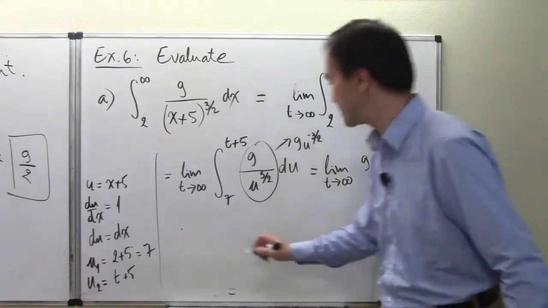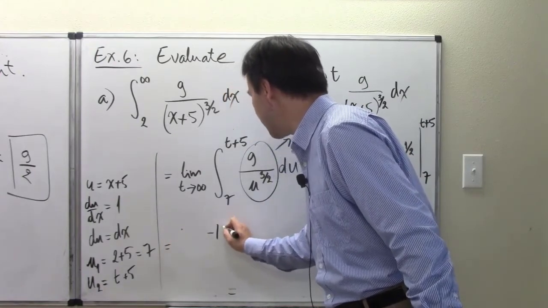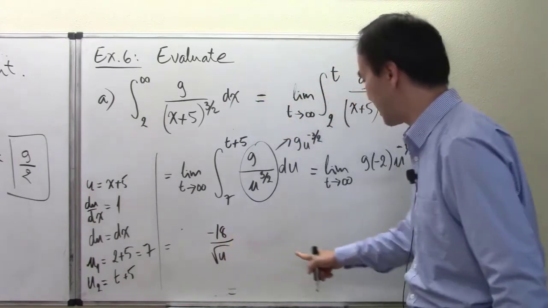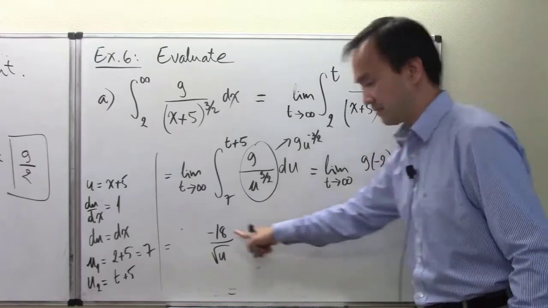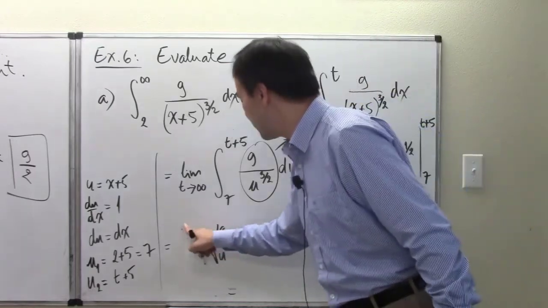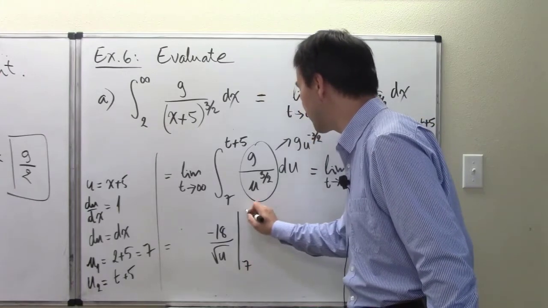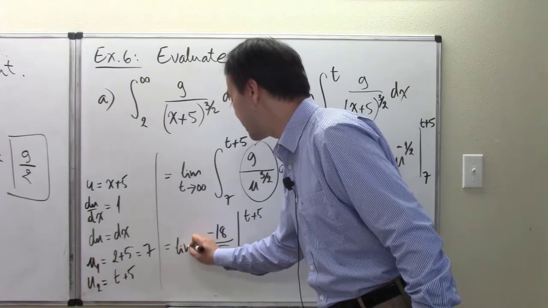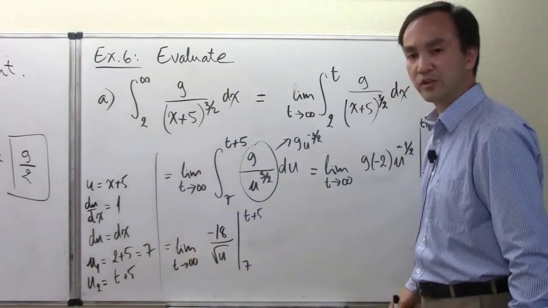is the same as minus 18 over square root of u. That's how I'm seeing the final antiderivative, as a square root expression. And then we will eventually substitute in 7 and t plus 5 for our expression. And then yes, this is in the end, of course, a limit problem, as we're allowing limits to infinity.